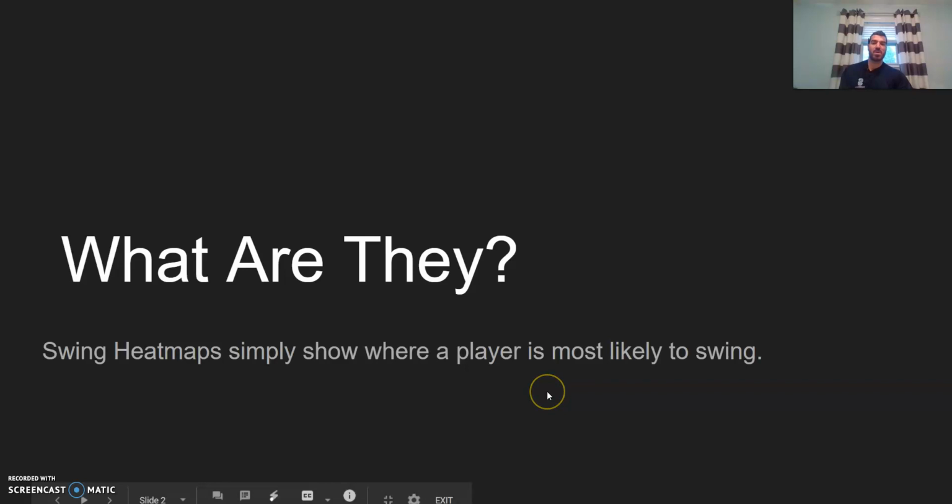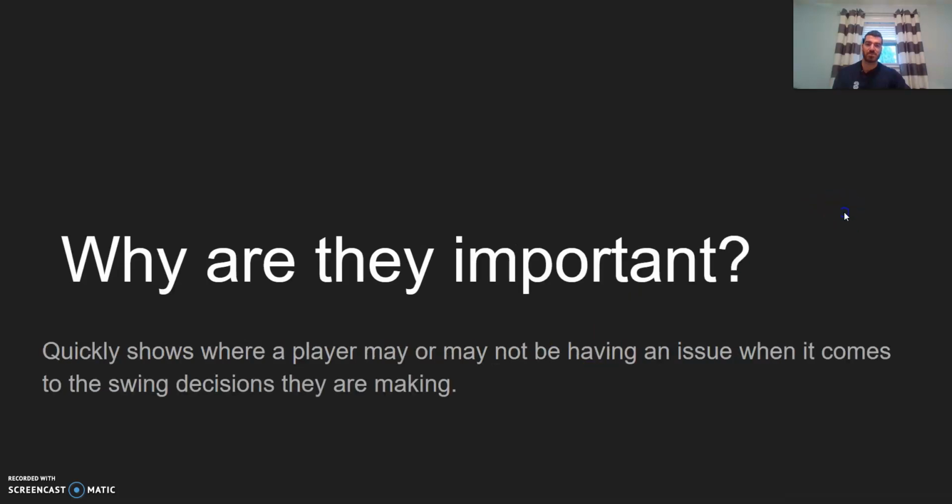So the first thing is, what is a swing heatmap? It's going to just show us where a player is most likely to swing at pitches. This is not a true count of where they've swung at pitches. The idea here is that we can take their swings and multiply it out to get a really general idea of where a player is most likely to swing at pitches.